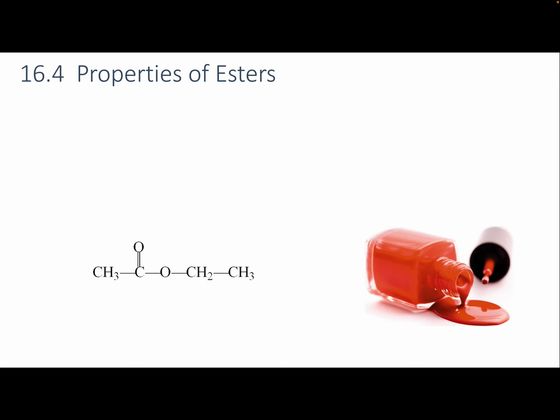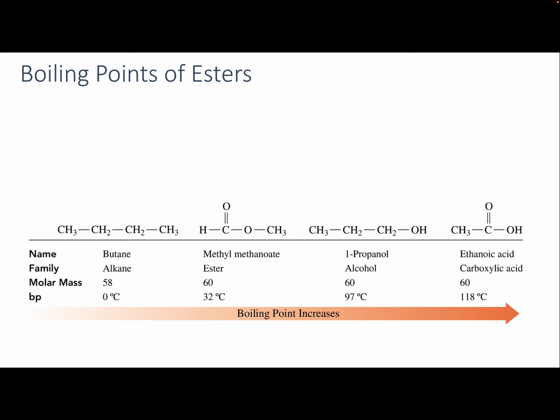So breaking them apart. So first, esters have higher boiling points than alkanes and ethers. Remember, ethers do have oxygens, alkanes don't. But the boiling points are lower than those of alcohols and carboxylic acids of similar mass. So esters don't have the same hydrogen bonding ability, so they're not as high boiling point as the alcohols and the carboxylic acids. And again, it's because they don't have those hydroxyl groups, so they can't hydrogen bond to each other.